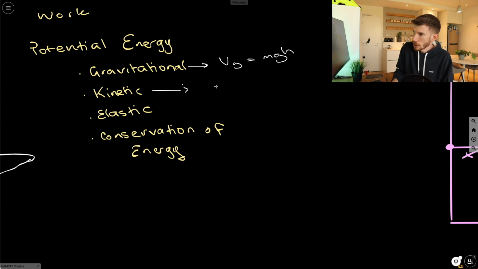Kinetic is moving energy. This one's calculated as half times mass times the square of velocity. So the faster you move, the more kinetic energy you have, but it's also directly related to mass. So heavier things have more of that as well.